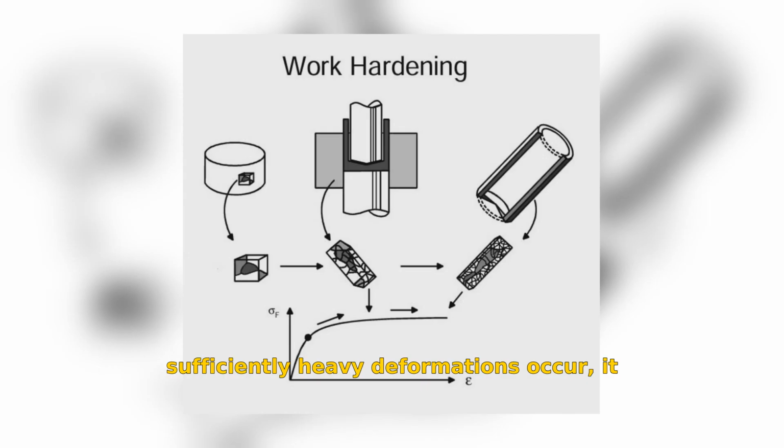When sufficiently heavy deformations occur, it will reach a state of equilibrium between the formation of new dislocations and the annihilation of old ones. Thus, the work hardening has reached the saturation point. The curve will flatten out as indicated in this figure. Heating will cause a component's locked dislocations to melt together and disappear, called annealing. We will obtain a recovered structure with a lower strength.